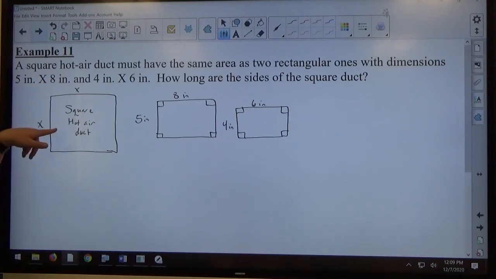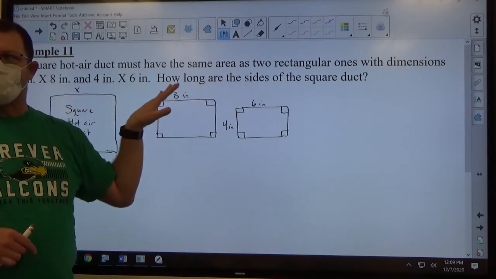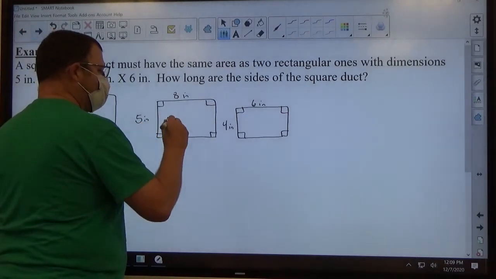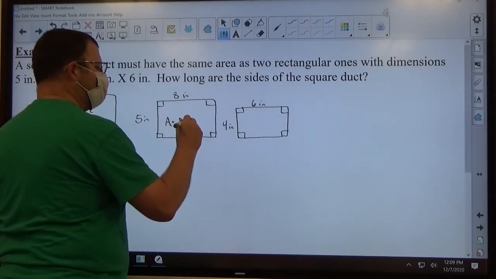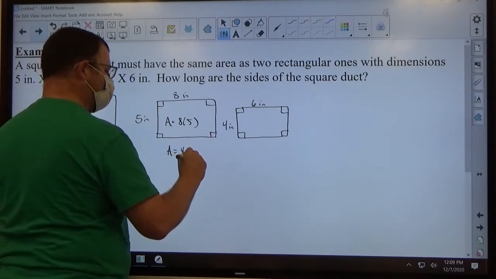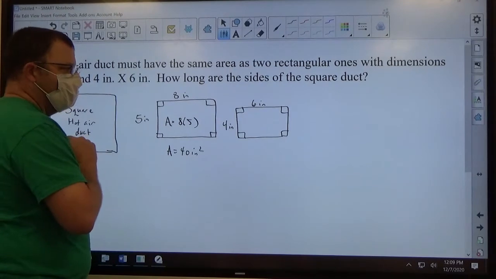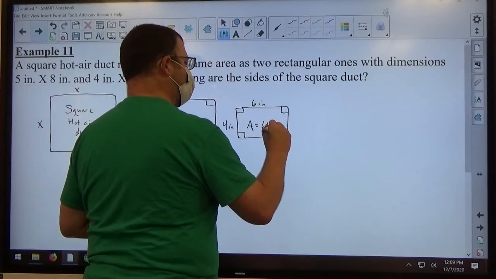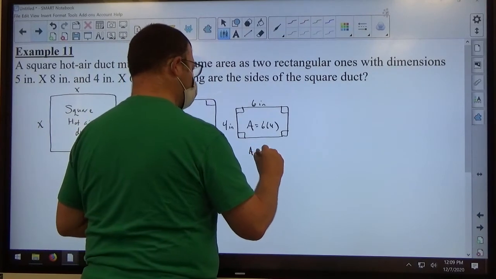So the area of this one duct has to match the area of these two ducts, right? So the area of a rectangle, as we've discussed already, is simply the length times the width. So the area of this rectangle is 40 square inches. And the area of this rectangle equals the length times the width. So the area of this rectangle is 24 square inches.